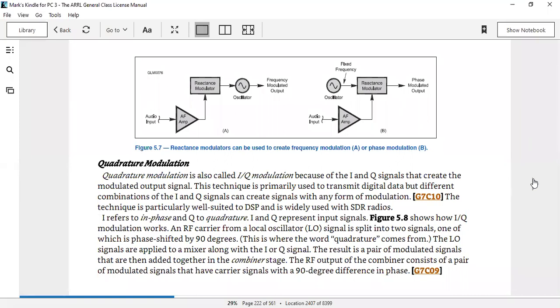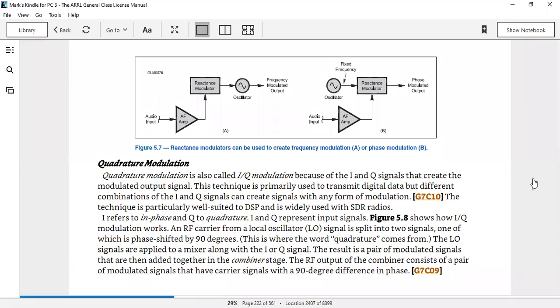Quadrature modulation is called IQ modulation because you have I and Q signals that create the modulated output. The I and Q signals can be made through software to produce any form of modulation. It's all done through software. I refers to in-phase and Q to quadrature.